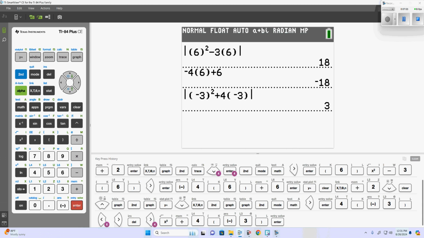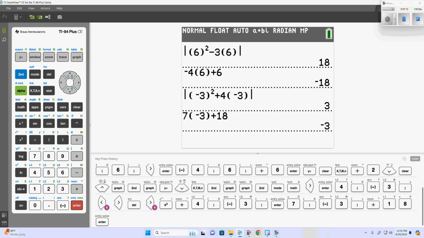I'm going to pause on that for a second. And the other side would be 7 times negative 3 plus 18.